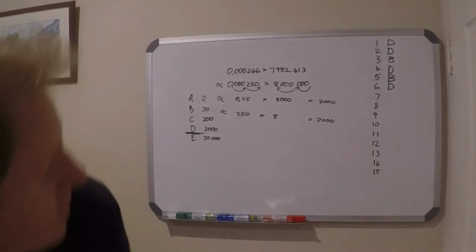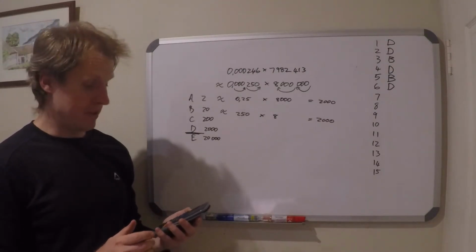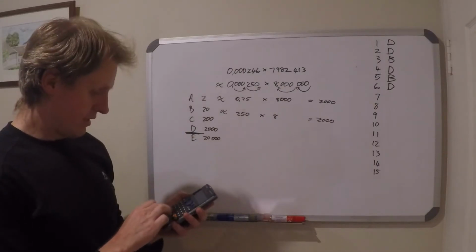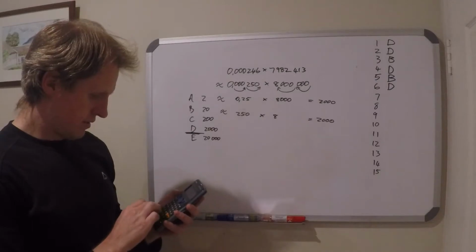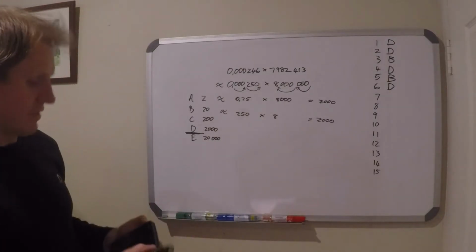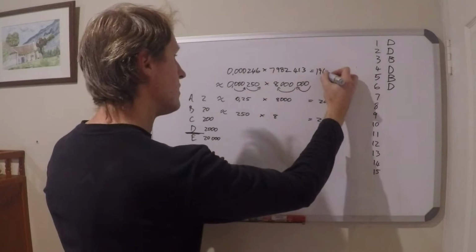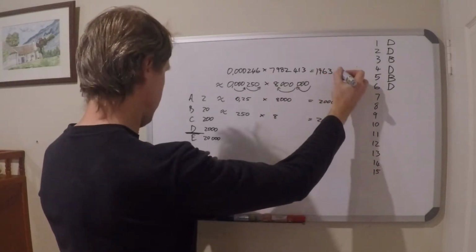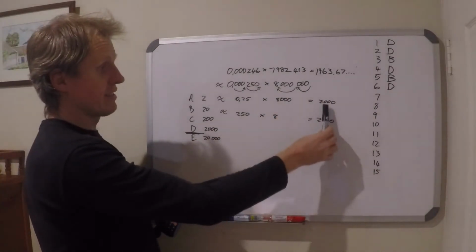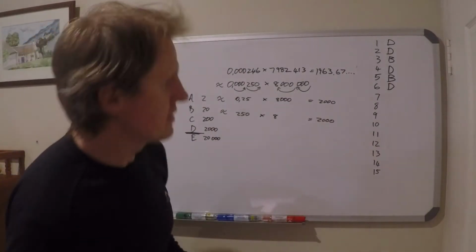Just out of curiosity, you're not allowed calculators in this test, but if you were, I'm just going to quickly tell you the actual answer if you want me to verify. 0.246 times 7,982.413. And so the actual answer to this is equal to 1963.67 and a whole lot more decimal places. And you can see that 2,000 is clearly the closest. So there the answer is D for question 7. Let's write that down.